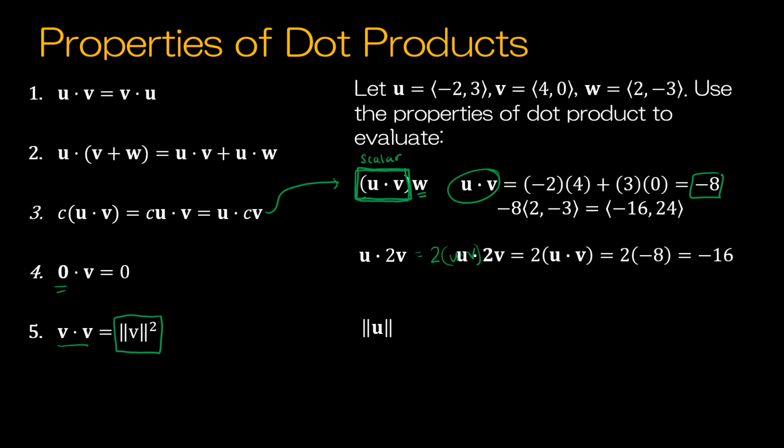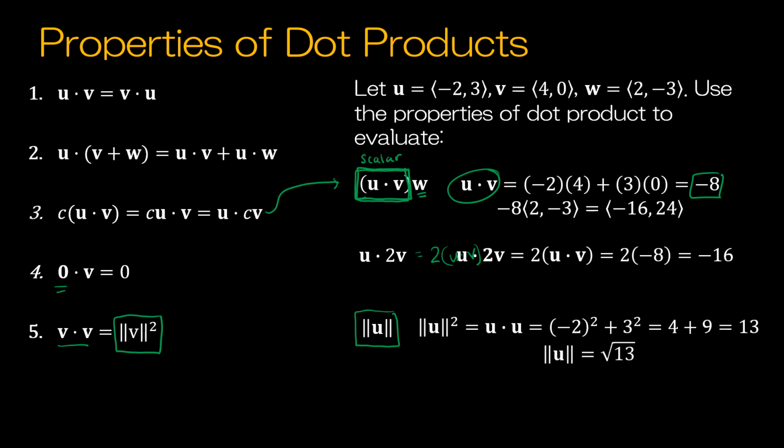have to find the magnitude of u. So again, remember that's the magnitude or distance. If I take the magnitude of u squared, I'm going to take u times u, the u dot product with u, which gave me 13. So taking the square root of that would give me radical 13, which would be the magnitude of u.